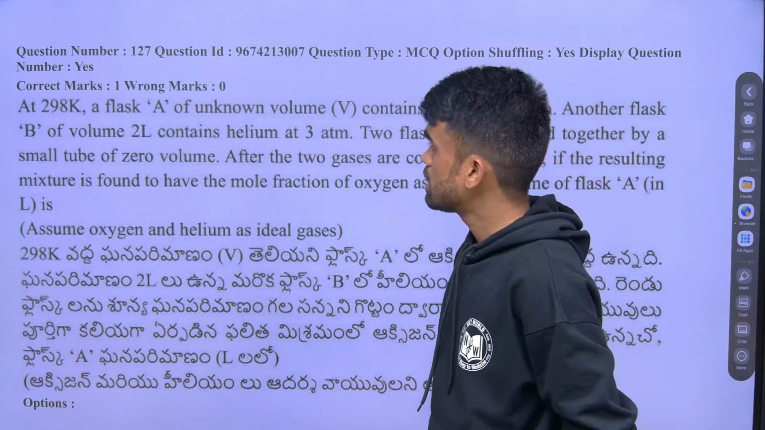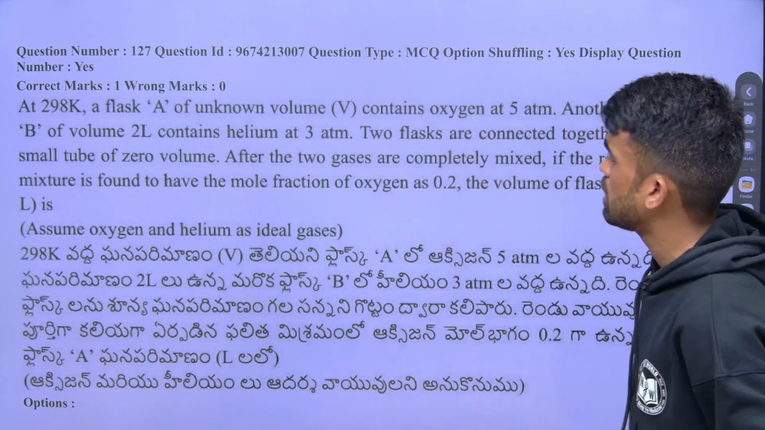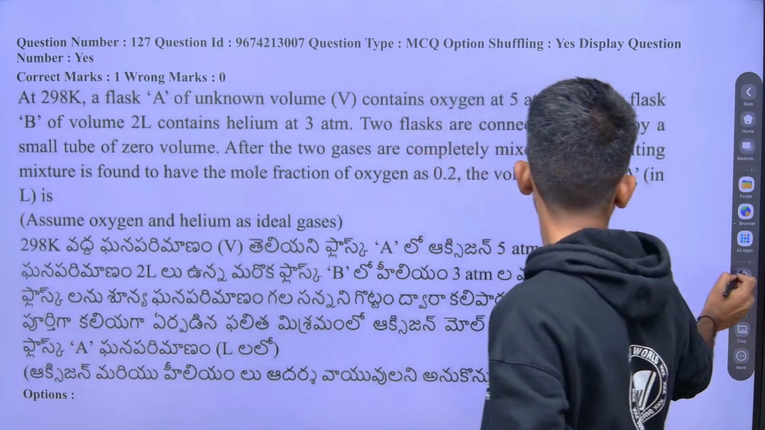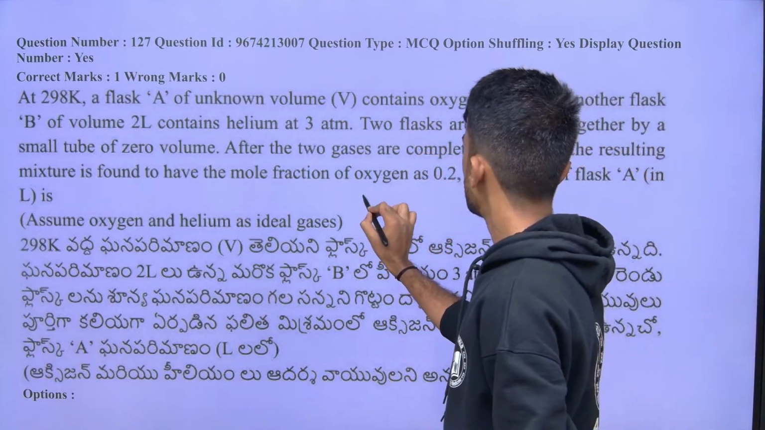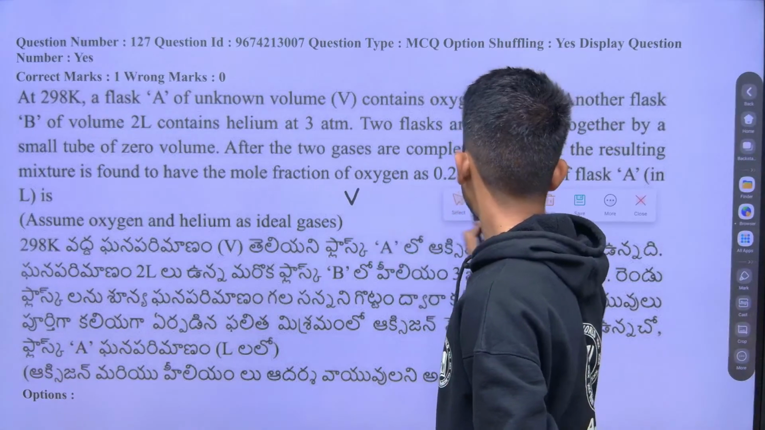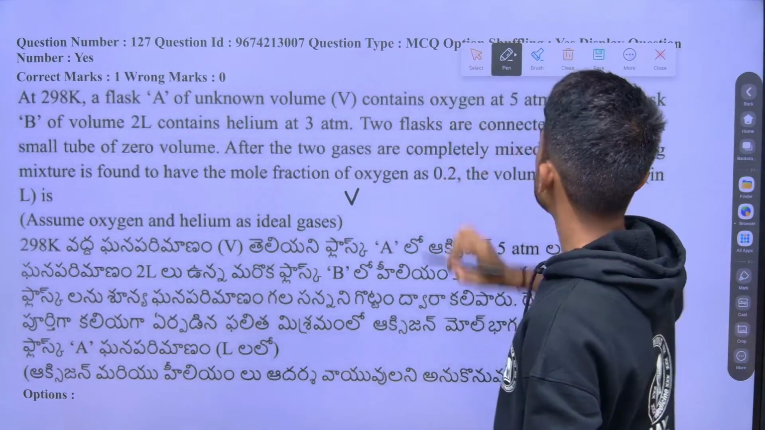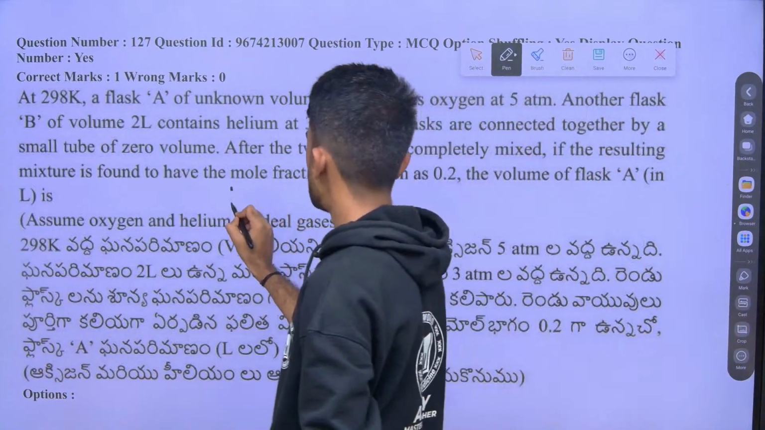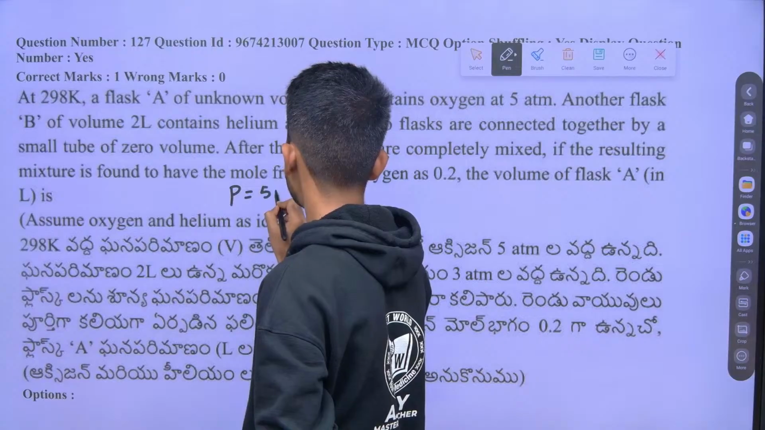A flask at 298 Kelvin, a flask A of unknown volume V, contains oxygen at 5 atm. So what is the pressure they mentioned? Pressure is 5 atm mentioned.